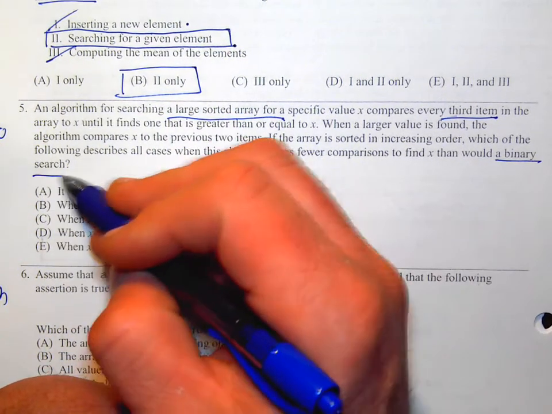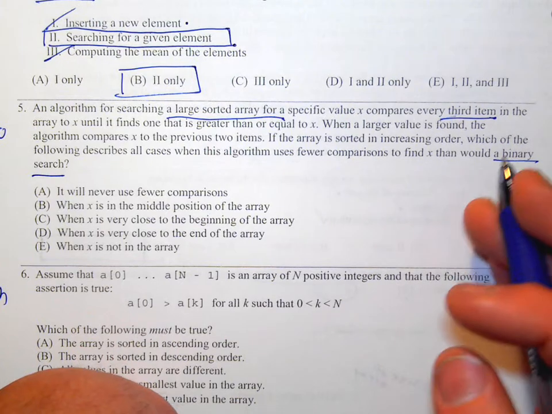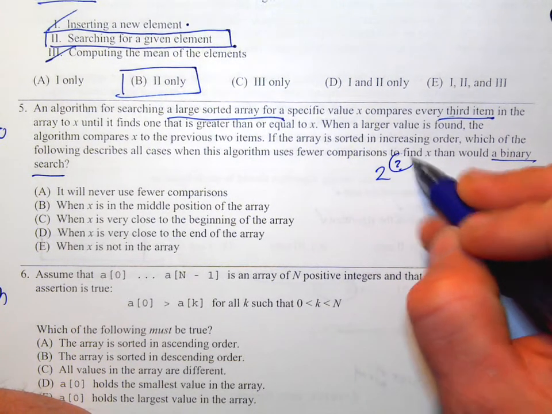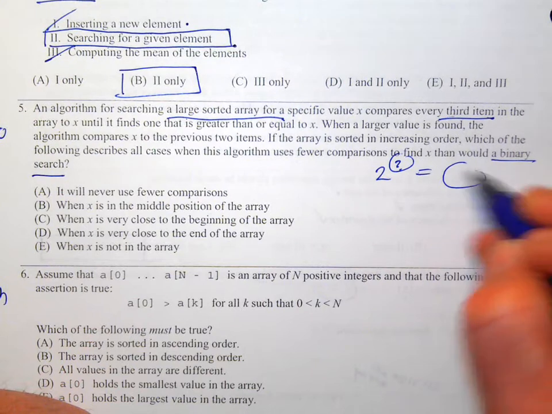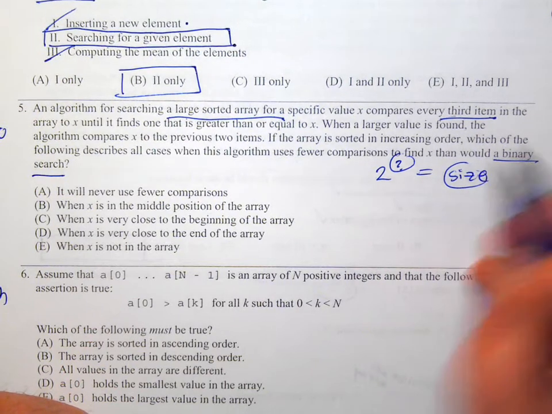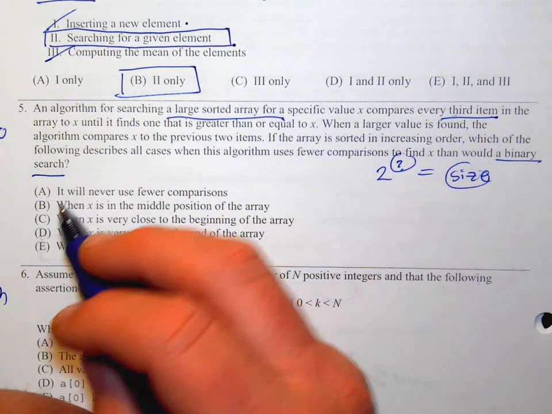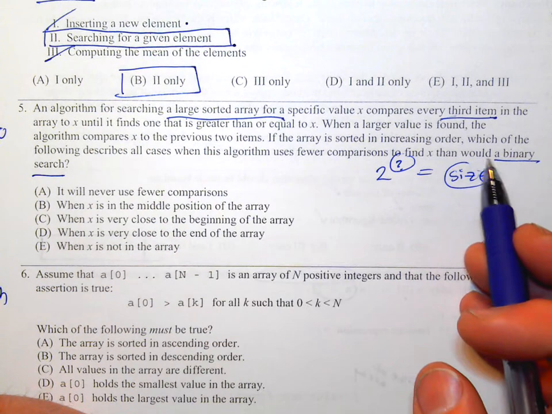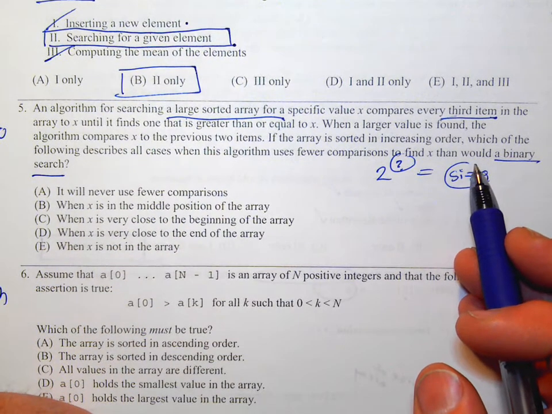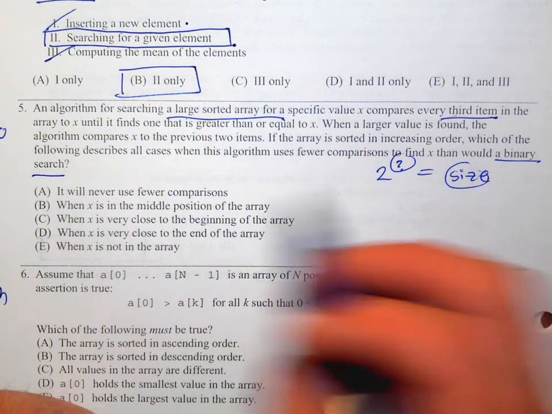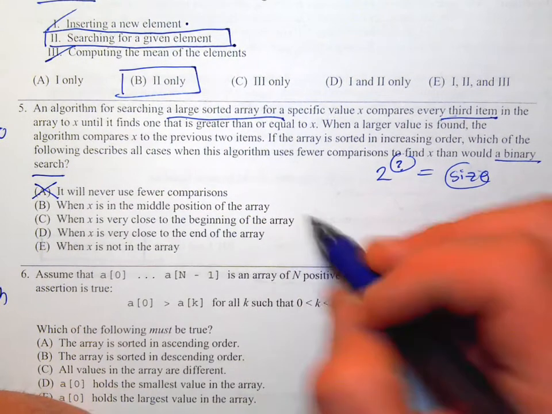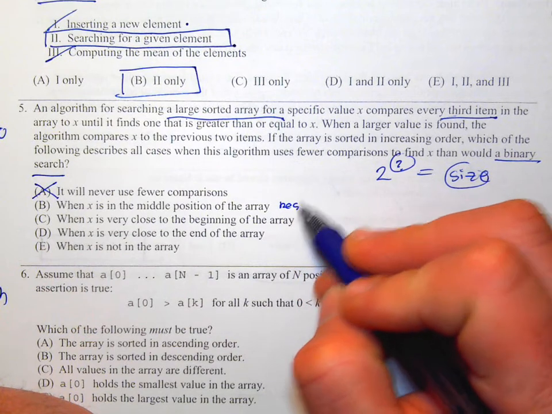Now, binary is pretty efficient. It cuts in half. And it does it in about as many comparisons as this equals the size of the array. So will this new method of skipping every 3 be better than binary? Use fewer comparisons? It will never. No. If X is in the middle, this is best for binary.